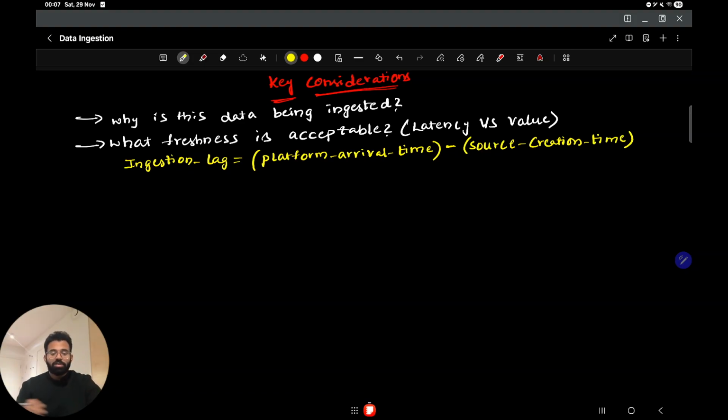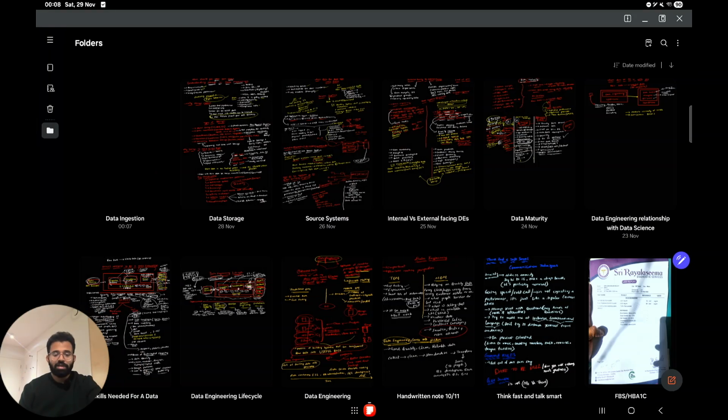And again, this is not at all a straightforward question to answer. Different use cases tolerate different ingestion lag. If it is fraud scoring, you might need the data in seconds. Acceptable delay might be in seconds. If it is operational dashboards, then minutes, maybe finance reports, maybe hours, and a regulatory audit or something like that, maybe days.